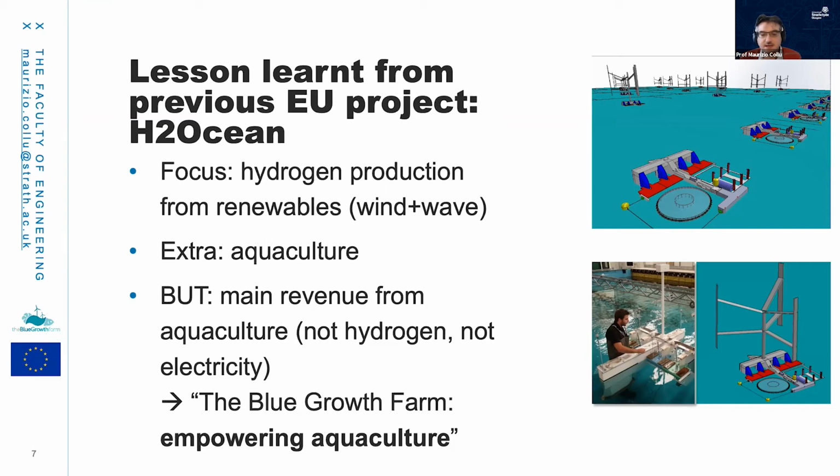Anyway, one of the conclusions of the project was that economically, one of the main revenues is not from selling hydrogen, is not from selling electricity, but is actually from the aquaculture business. So from this, the main idea about the Blue Growth Farm project. So let's not have a renewable energy farm and then add on it an aquaculture system, but it's the other way around. Let's think about an offshore aquaculture system and power it with some renewables. So the focus switched from the renewables to the aquaculture system.